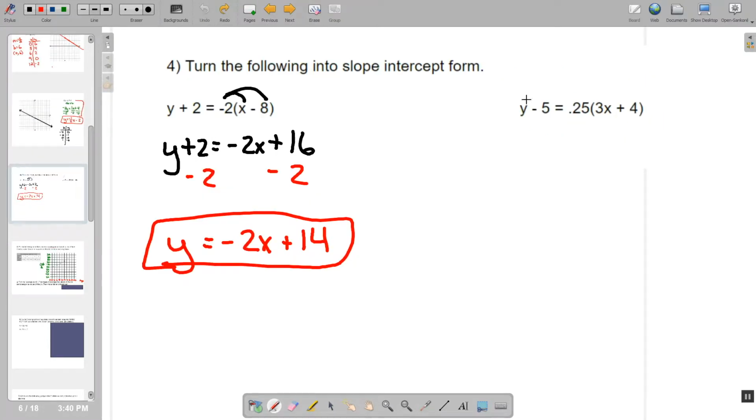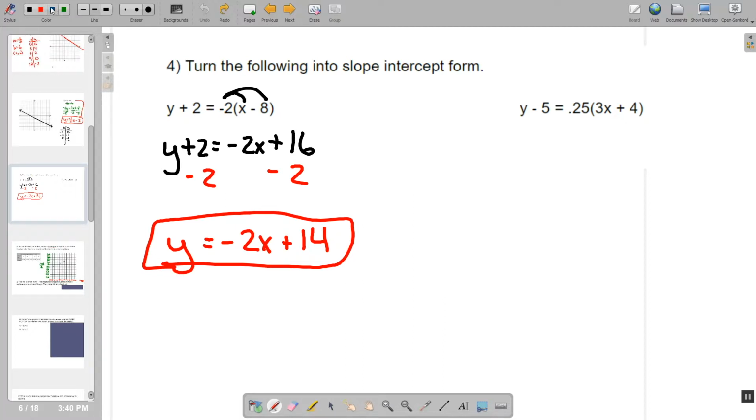Turn the following into slope-intercept form. So this is very similar to what we just did, except including some harder numbers. For the first one, I did the distributive property, and then I subtracted 2 from both sides, giving me the slope-intercept form down here.